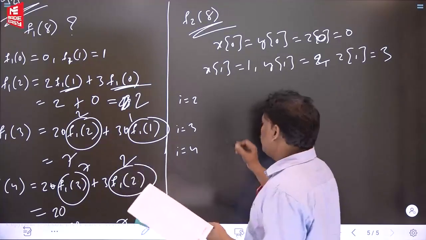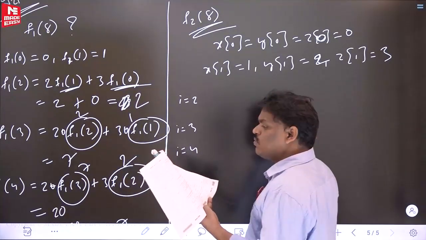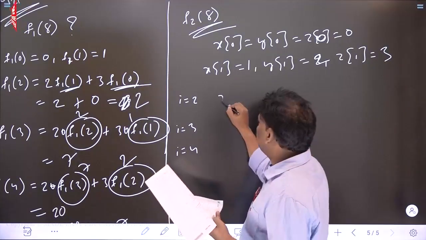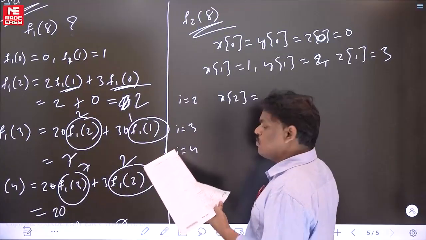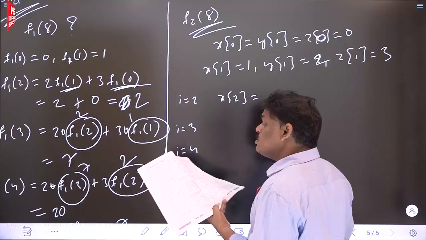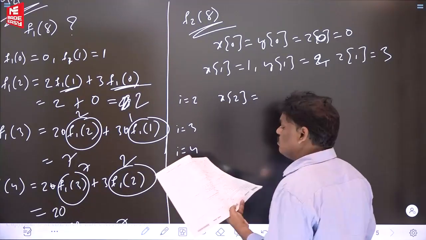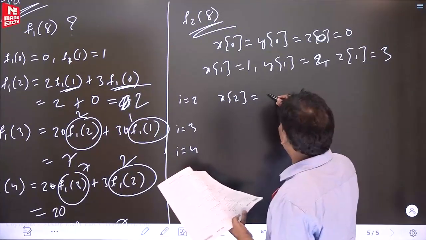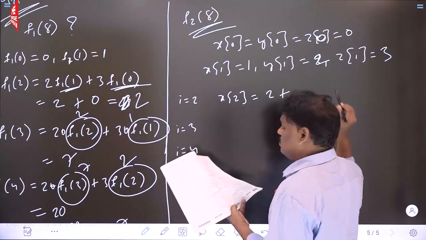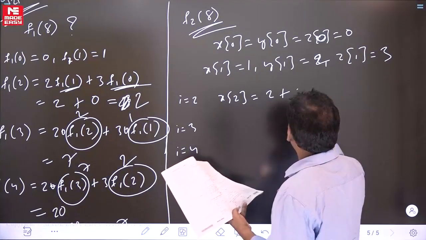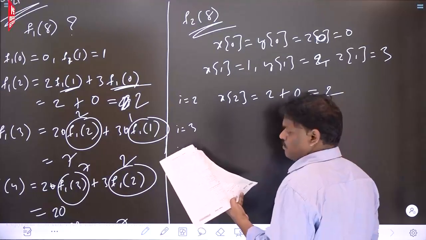Let's check here. So i is equal to 2. Inside, can you check? What is the answer? x2 is equal to y1 plus z0. What is the answer? y1 is 2 plus z0 is 0. So it is 2. Next one.